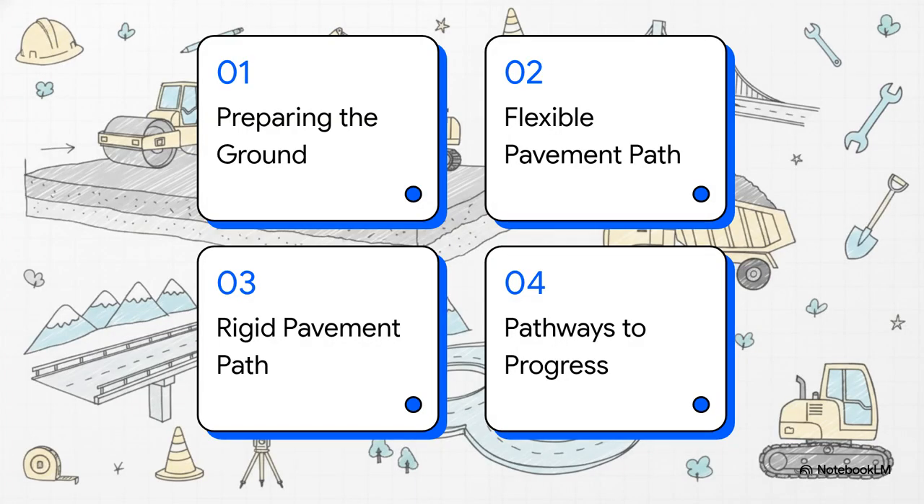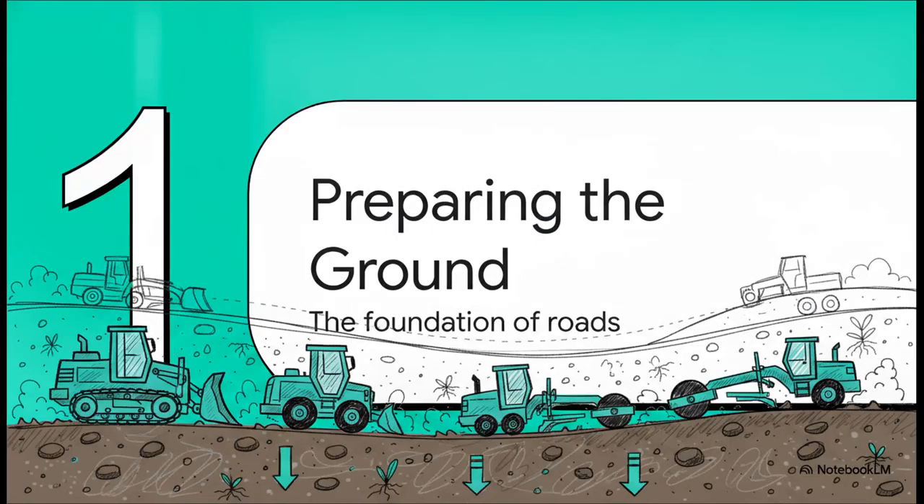Here is our agenda for the journey. 1. Preparing the ground. 2. The flexible pavement path. 3. The rigid pavement path. And 4. Pathways to progress. Section 1. Preparing the ground. The universal foundation of all roads.